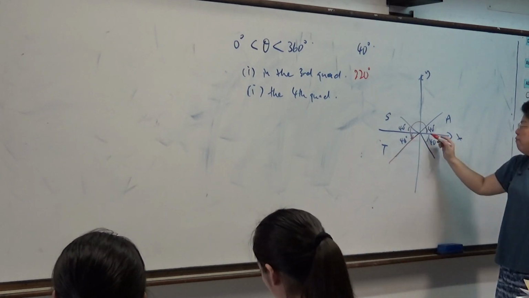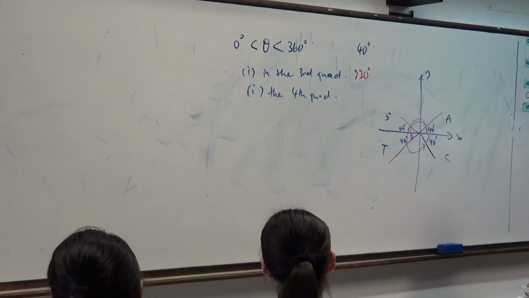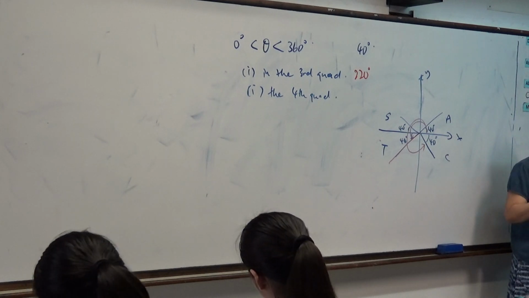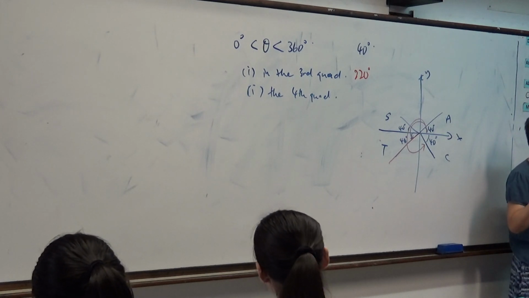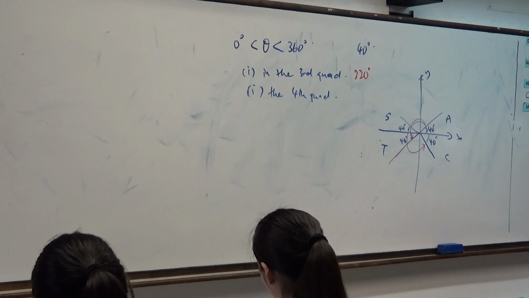Now, what if it's in the fourth quadrant? 320. How do you get 320? 360 minus 40. This is the meaning of basic angle. Is everyone clear with what I'm talking about? Yeah. Okay, very good. So that's for this part.